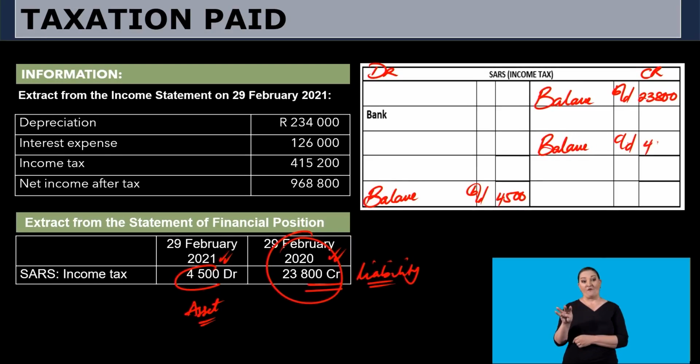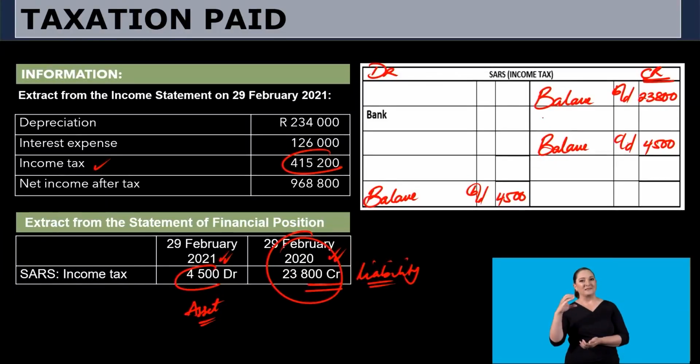That is my 4,500. Are you still following me? Okay. Now, look at this one now. Income tax for the year, it's 415,200. Your income tax will always be recorded on the credit side. So I'll come here, then I'll say income tax. And the income tax amount is 415,200, always on the credit side.